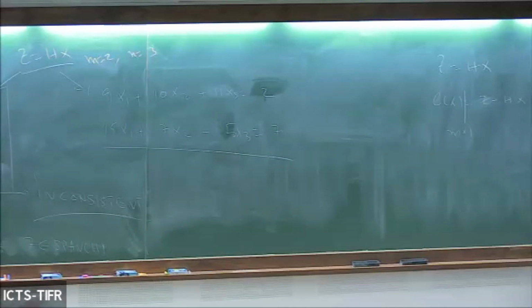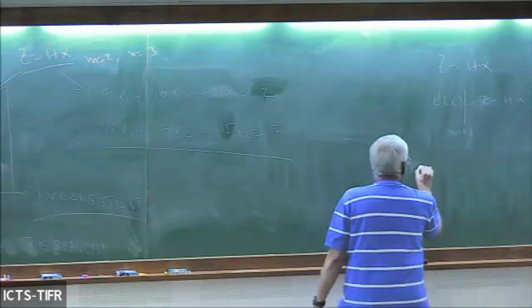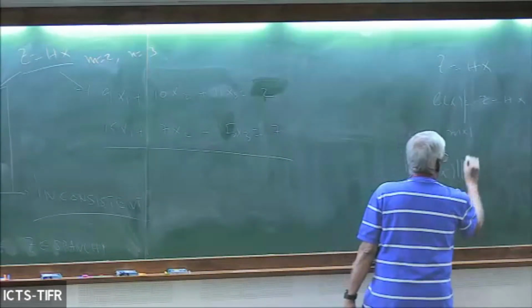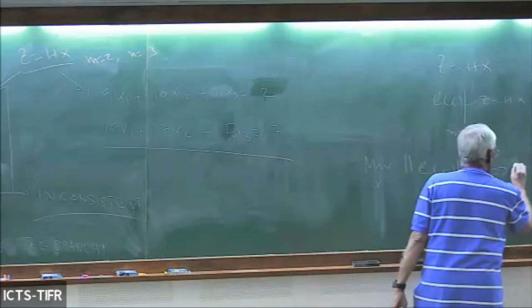Okay, so let's come in here now. So solution means E of x must be zero. If there is no solution, I would like to find an x for which E of x will have the shortest length. What does the shortest length mean? I want to be able to minimize the square of the norm of that with respect to x. And that's the least square problem.